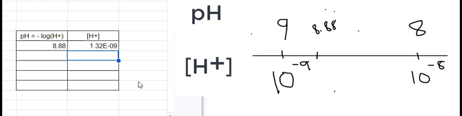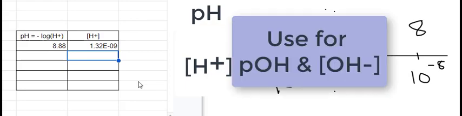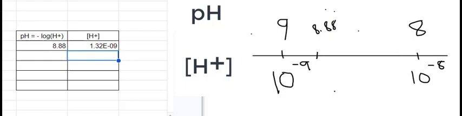So this approach to approximating H plus and pH also works for approximating pH and OH concentrations, because it's the same math. It's the negative logarithm of a concentration.